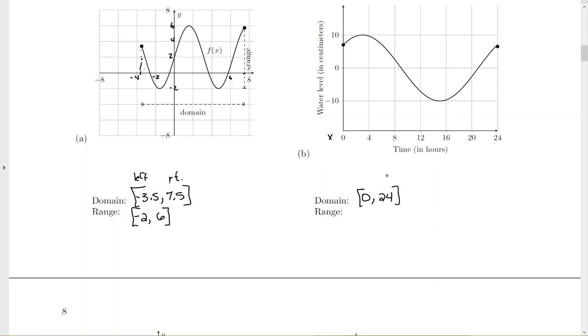The lowest y value, so now we're using the y-axis. How low does this go? It goes here at, this looks like -10. That's the lowest y value. All the way up to up here at +10. So the range goes from bottom to top, and the domain goes from left to right.